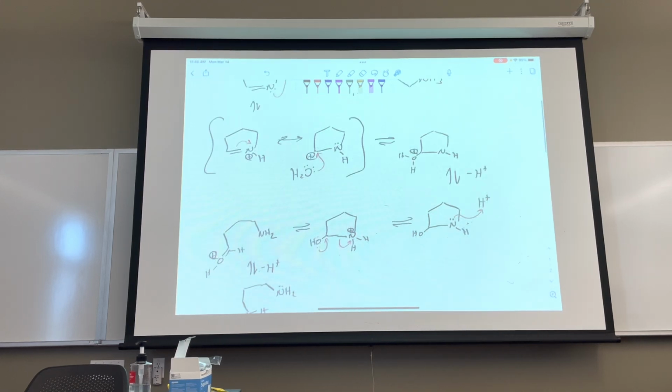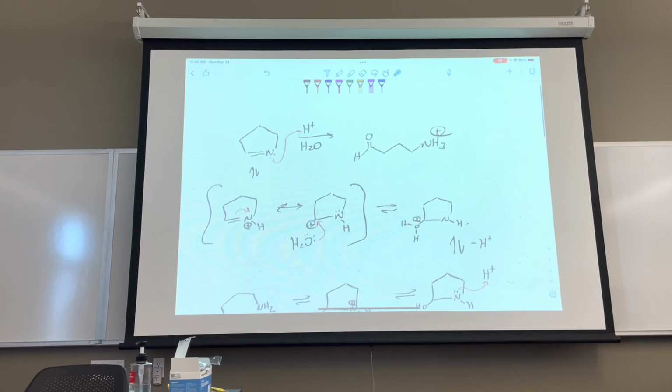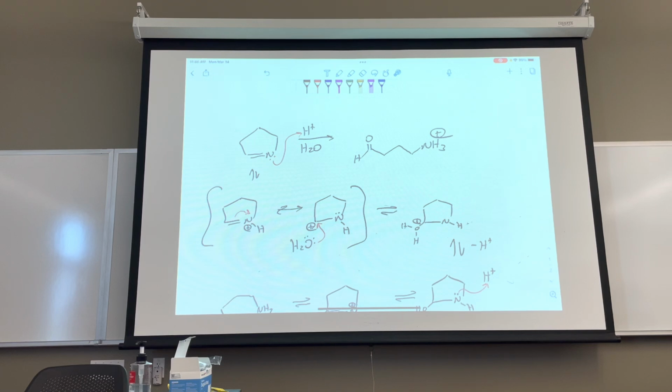All right. So what was this mechanism, by the way? We didn't look at this specifically in lecture, but we saw a version of it. What we looked at in lecture together was the reverse of this process, right? We looked at imine formation in lecture. This is the reverse of what we looked at in lecture. This is imine hydrolysis. Okay. Any other questions on this?